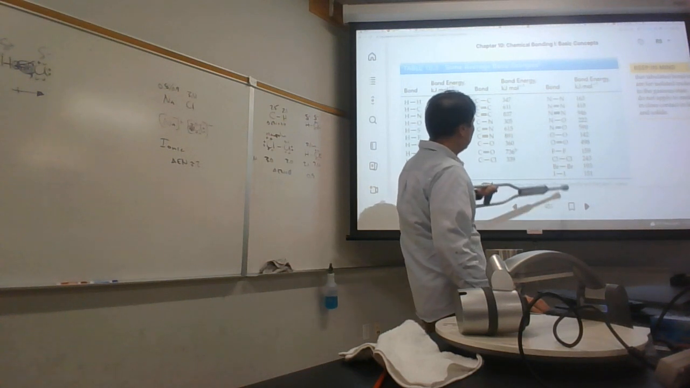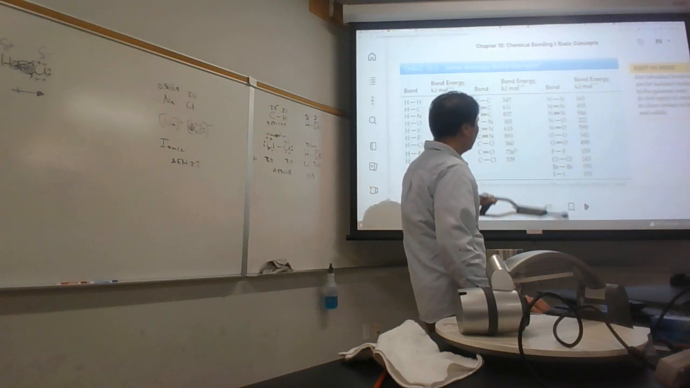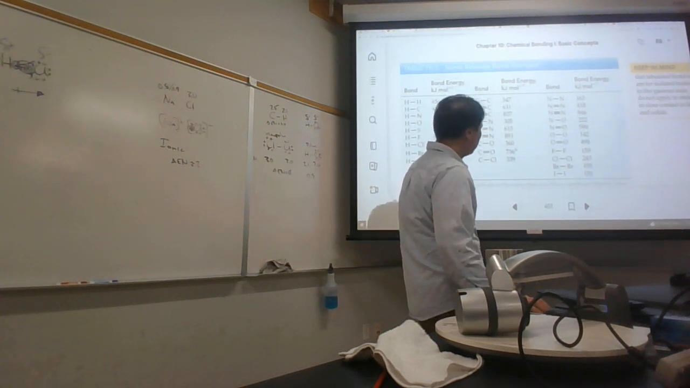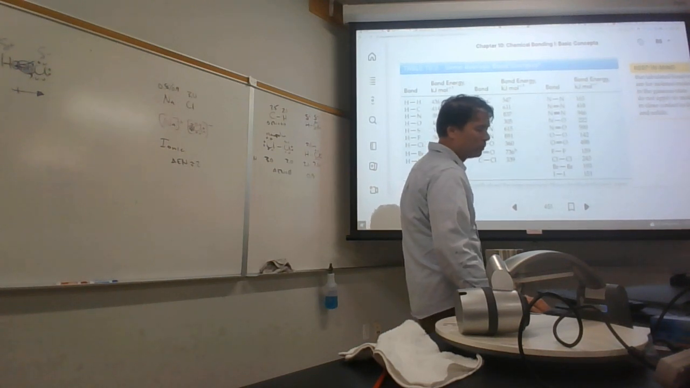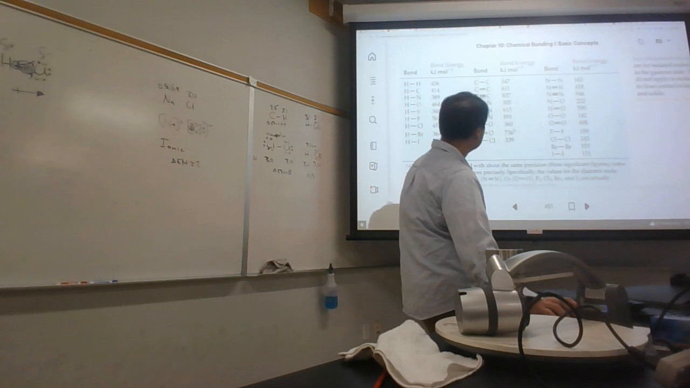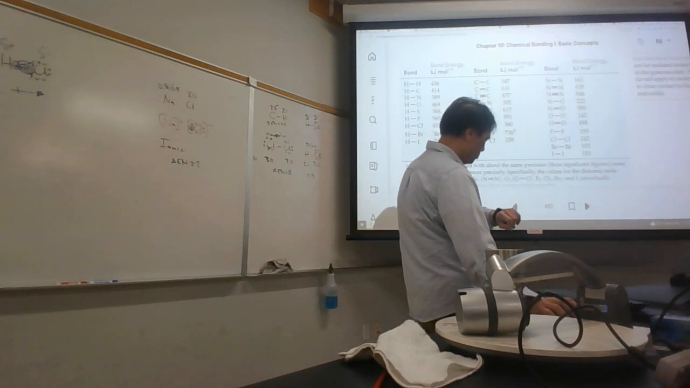The other one would be iodine. The reason for iodine would be the big orbitals. Big orbitals. You can't concentrate the negative charge that much. It's going to result in a weak bond.